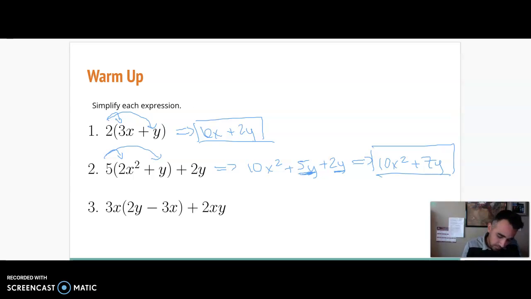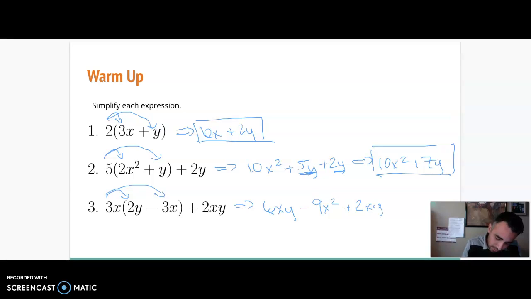Number 3, same idea. We're going to begin by distributing the 3x. So we have 3x times 2y. 3 times 2 is 6. X times y is simply xy, so that just follows. And then we have 3 times a negative 3, or excuse me, 3x times a negative 3x. So 3 times a negative 3 is a negative 9, so minus 9. And then we have x times x, which is x squared. And then we have our plus 2xy.